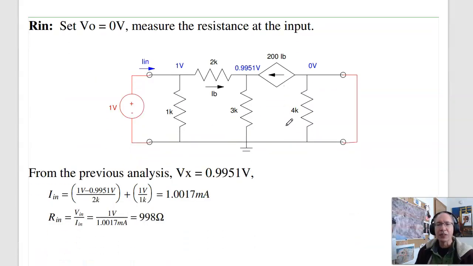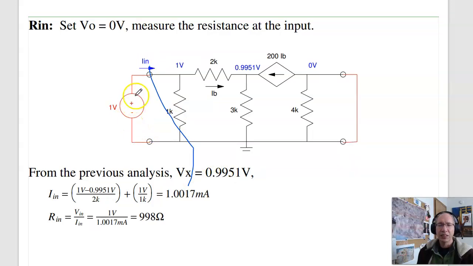To find the input impedance, this is where there's a trick you can do. To find the input impedance, I short the output, find the resistance looking in, and I don't really know what to do with this circuit. In that case, what I can do is apply a test voltage. Apply a 1 volt test and see how much current it draws. From before, if I do that, the voltage here is 0.9951 volts. The current is 1 volt over 1K plus 1 volt minus 0.995 volts over 2K. The current is 1.001 milliamp. That's this guy right here. The resistance then is V equals IR, 1 volt over 1 milliamp, 998 ohms. That's Rn.